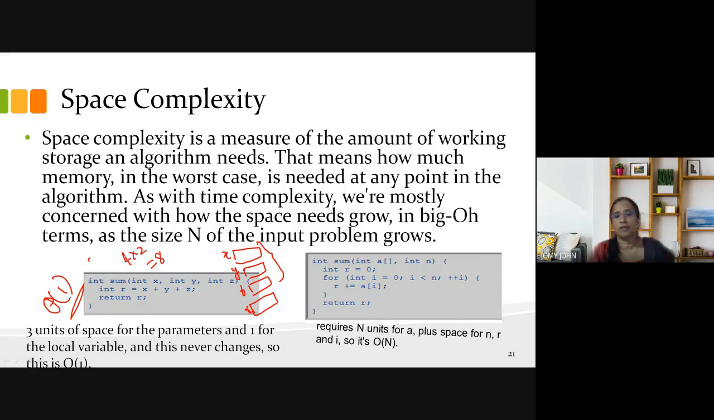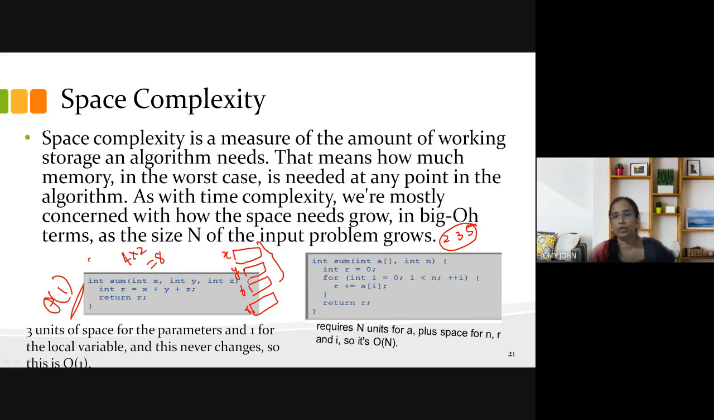Okay. Look at the second one. Sum(int a[], int n): int r equal to 0; for int i equal to 0, i less than n, ++i, r equal to r plus a[i]; return r. What is this program doing? It is finding the sum of n elements. So if you have 3 elements, it will add these 3 elements. If you have 4 elements, it will add those 4 elements. This changes with the value of n, right?